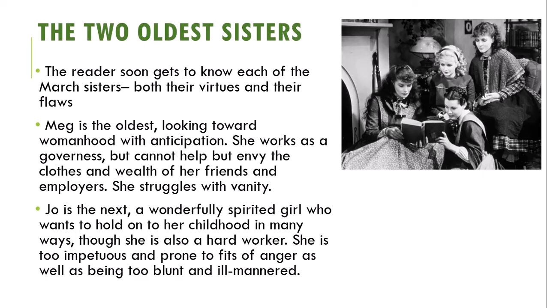Jo is next. She is really full of life and spirit, but she also wants to hold on to her childhood in many ways. As her sister is preparing to get married, she thinks that it's dreadful that someone's courting her, that this person's going to take Meg away from the family, and that things should just stay as they are. She is a hard worker, but in many ways she's quite immature, and you'll see that flaw go through from the first part of the book to the second part of the book. She's impetuous and prone to fits of anger, and she is quite blunt and ill-mannered.